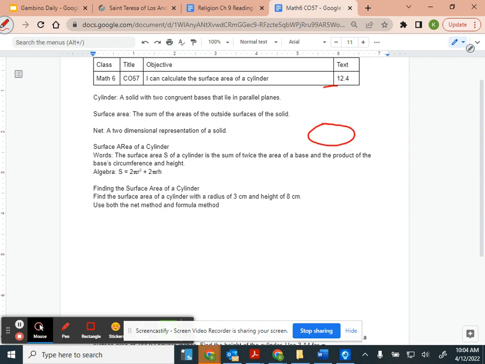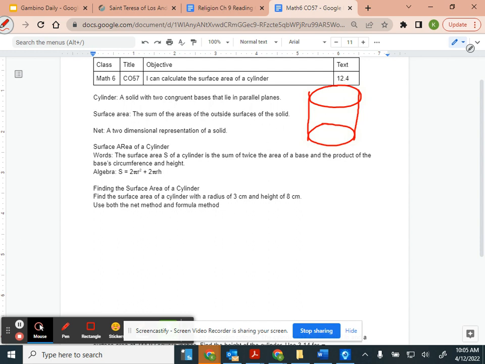So two circles that are parallel. Okay, so that is our cylinder. Two congruent bases. Remember, those circles are the bases, and they're parallel. The surface area is the sum of the areas of the outside surfaces of the solid. And remember, a net is a two-dimensional representation of the solid. So if we were to cut that canister out so we could lay it flat, how would it look? Any ideas on what the net would look like of a cylinder?